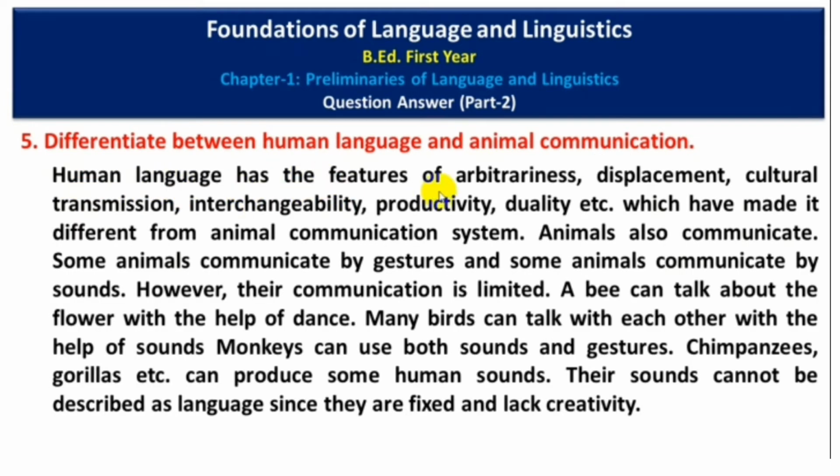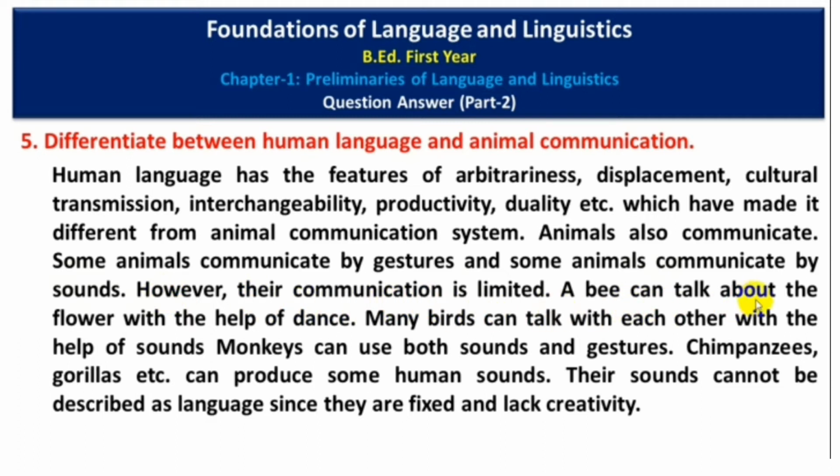Human language has the features of arbitrariness, displacement, cultural transmission, interchangeability, productivity, duality, etc., which have made it different from animal communication system. Animals also communicate. Some animals communicate by gestures and some animals communicate by sounds. However, their communication is limited.